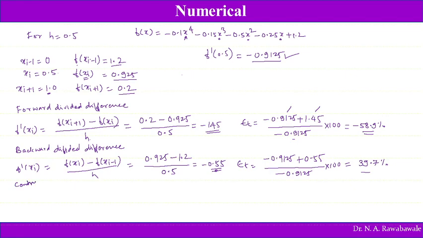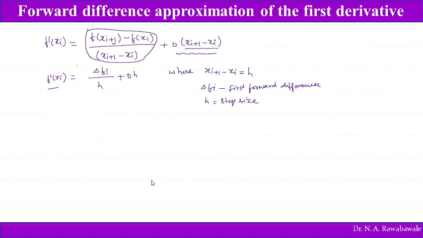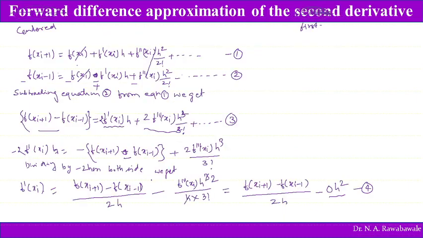Then again we go for the center divided difference formula. So using the center divided difference formula, f dash of xi is equal to f of xi plus 1 minus f of xi minus 1 divided by 2h. If we see this formula for the center divided difference, there is 2h in the denominator, so 2h is taken.